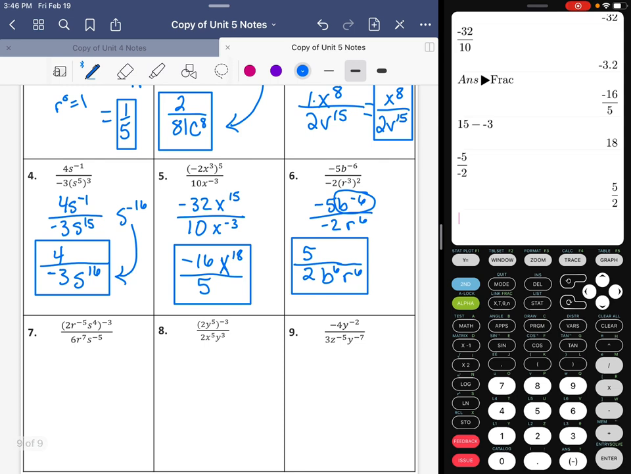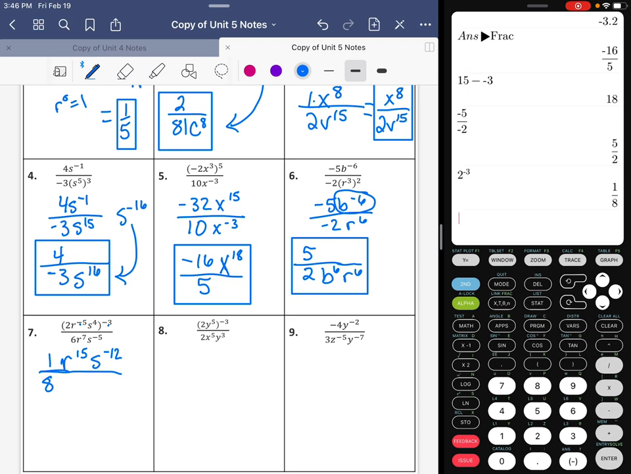All right, number 7 has a lot happening. So we're going to have 2 to the negative 3rd power, so that's 1/8. I'm going to go ahead and make a big fraction because we have a lot happening. Then I'm going to have negative 5 times negative 3, so that's r to the 15th. Then I'm going to have 4 times negative 3, so that's going to be s to the negative 12th.